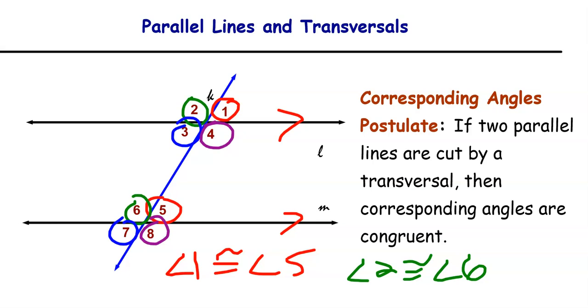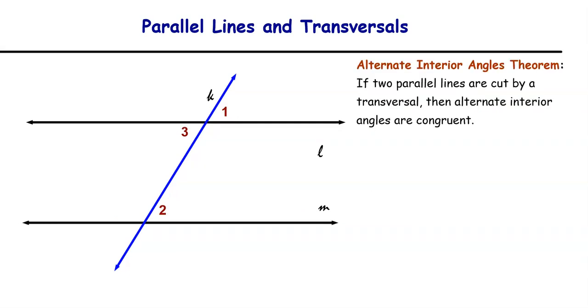So using the corresponding angles postulate, we can then prove what is often used as one of the most widely applied theorems as it relates to parallel lines and transversals, and that's the alternate interior angles theorem. That is, if two parallel lines are cut by a transversal, then alternate interior angles are congruent.